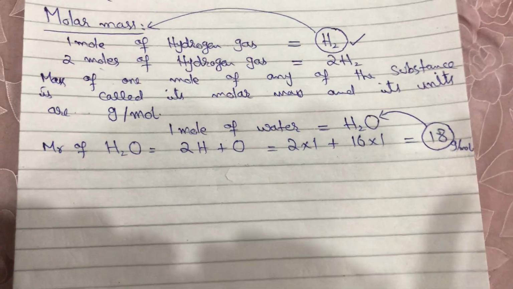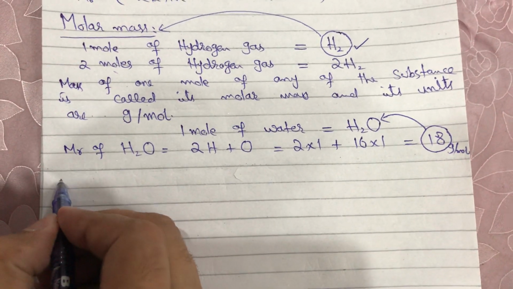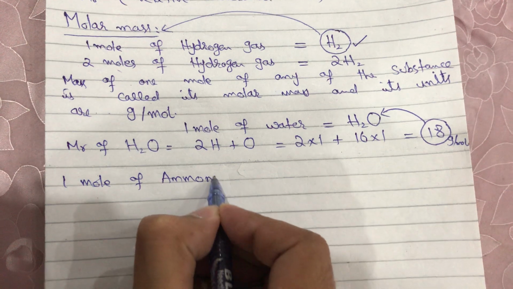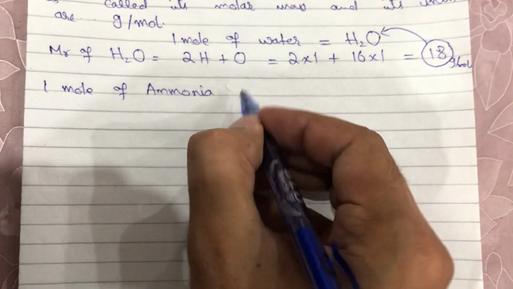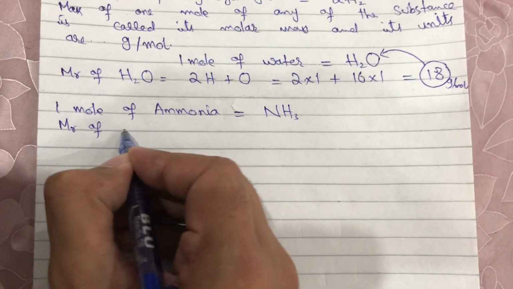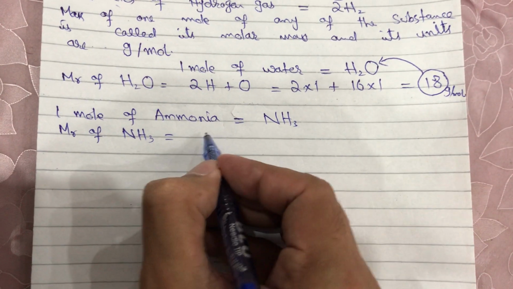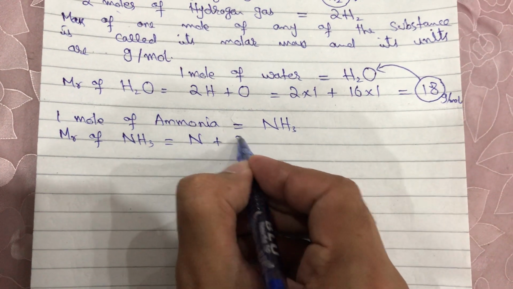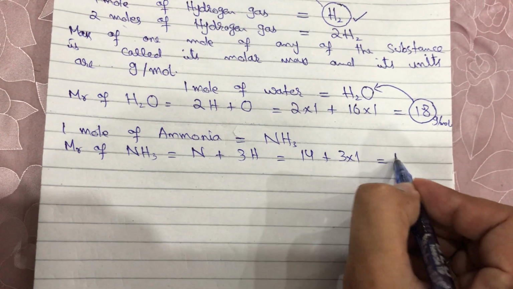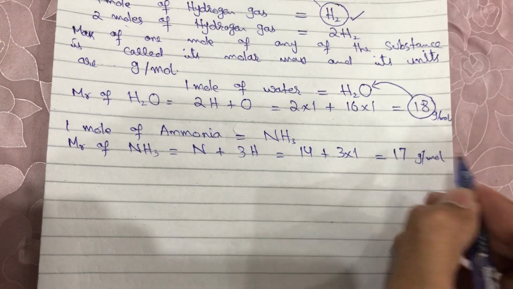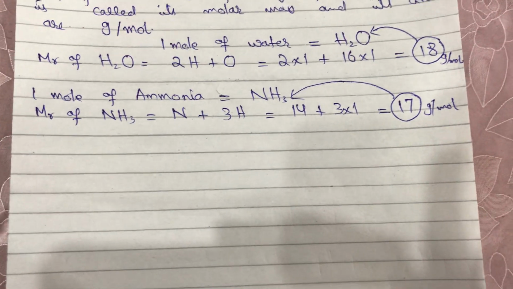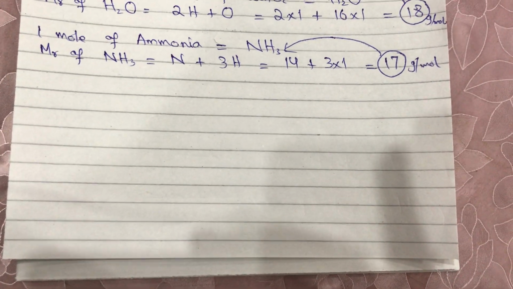Similarly, 1 mole of ammonia is NH3, and the Mr of ammonia is 1 nitrogen atom plus 3 hydrogen atoms. So 14 plus 3 times 1, the answer will be 17 gram per mole. 17 is the mass of 1 mole of ammonia. In this way, we can calculate the molar mass of any substance.